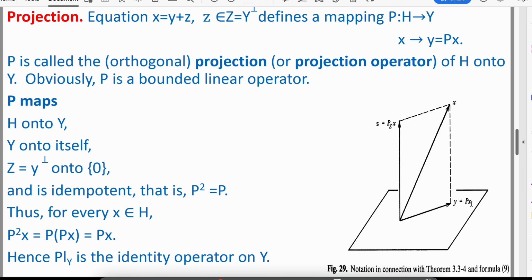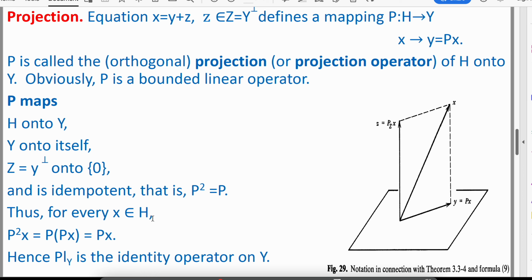This is y equal to Px, this is z equal to (I minus P)x, and this is x. Here P maps H onto M, onto itself, and the orthogonal complement of M onto the singleton set {0}. And this is idempotent, meaning P squared equals P.